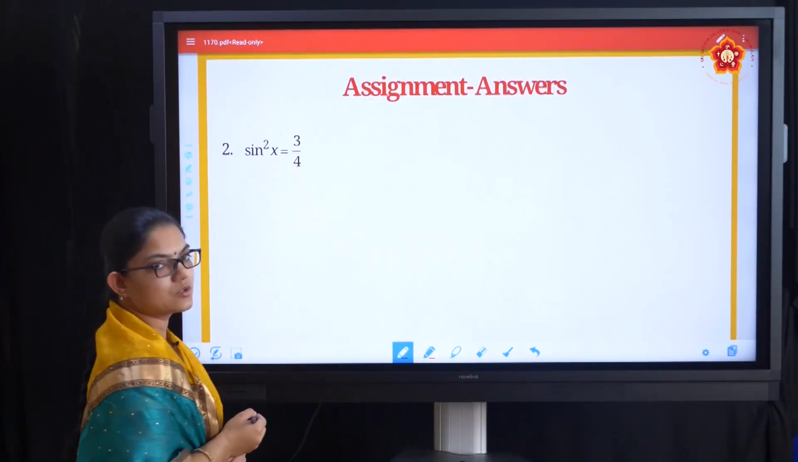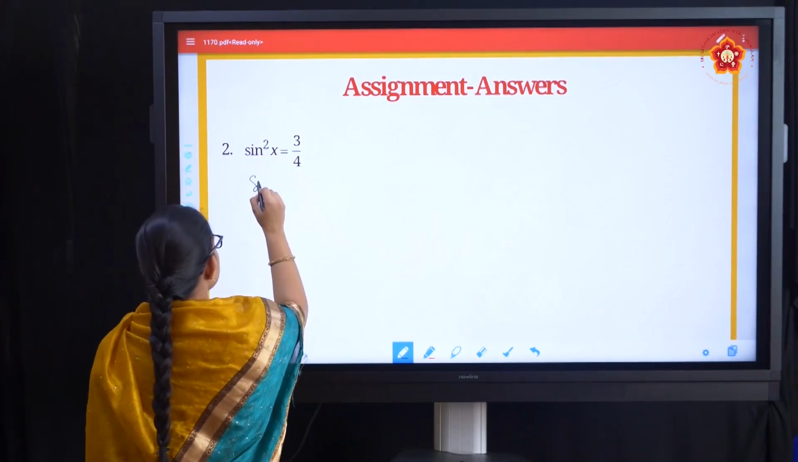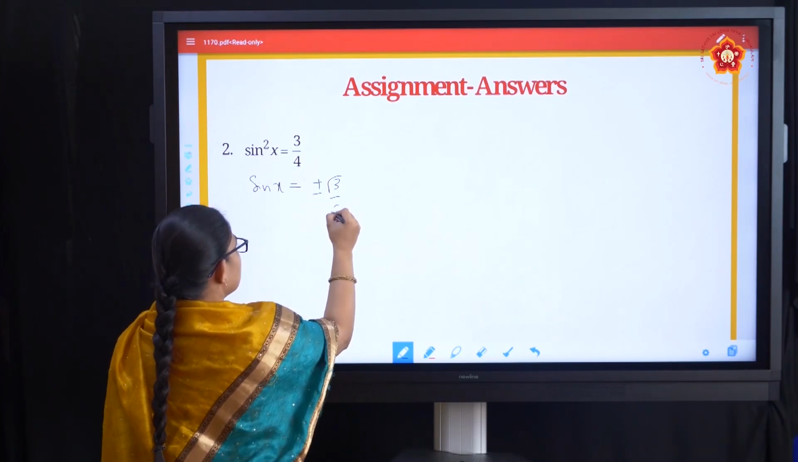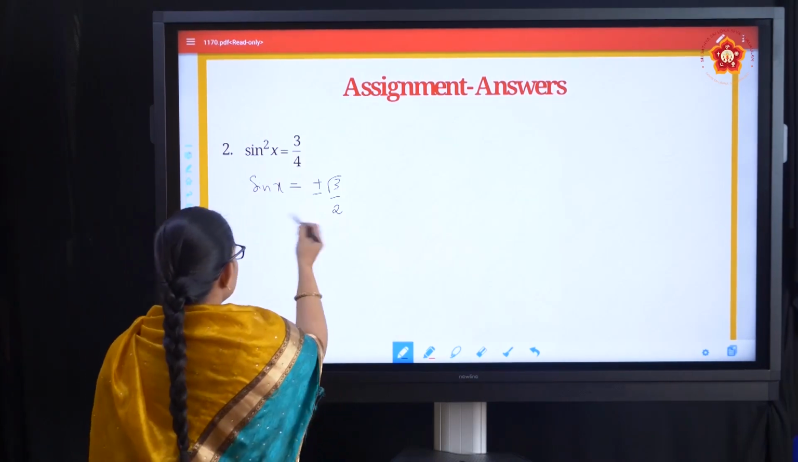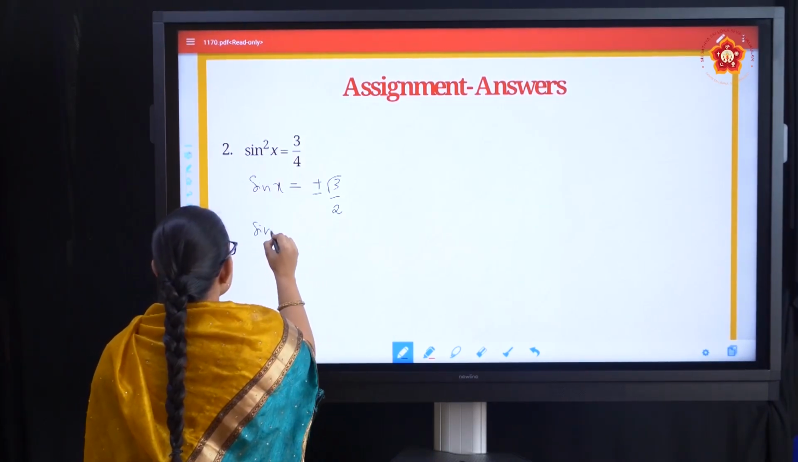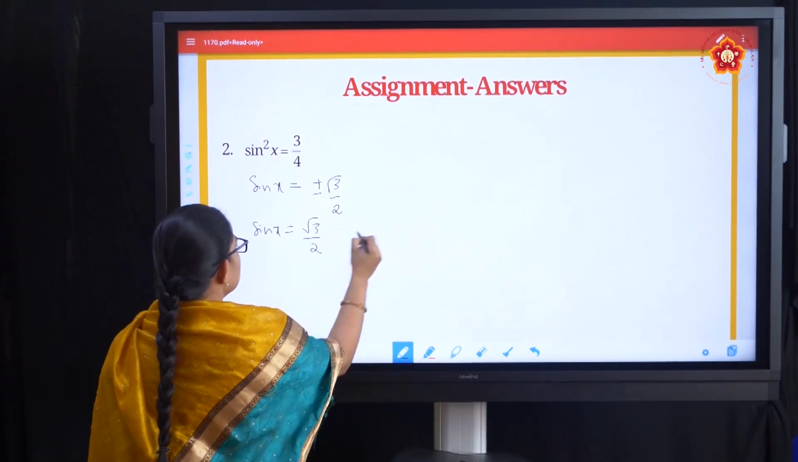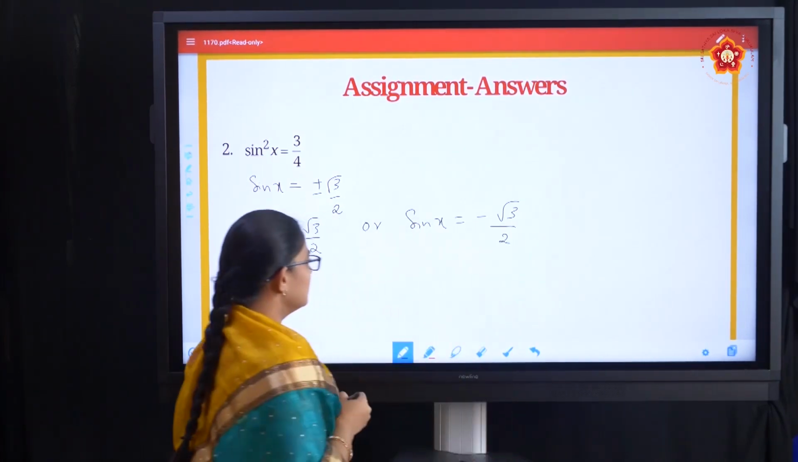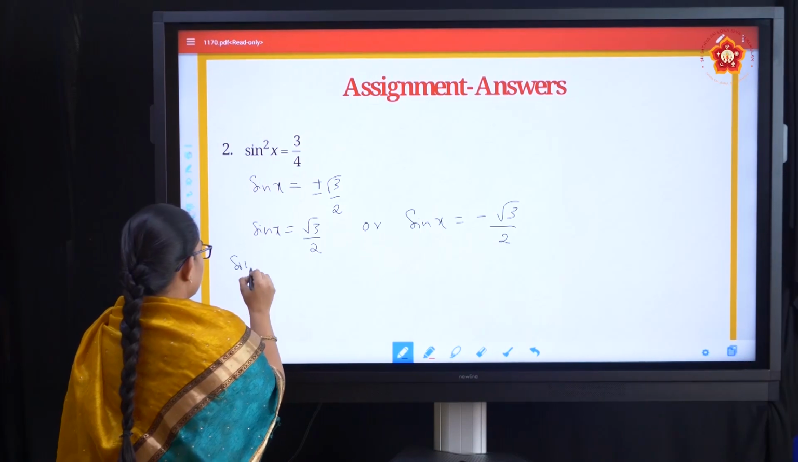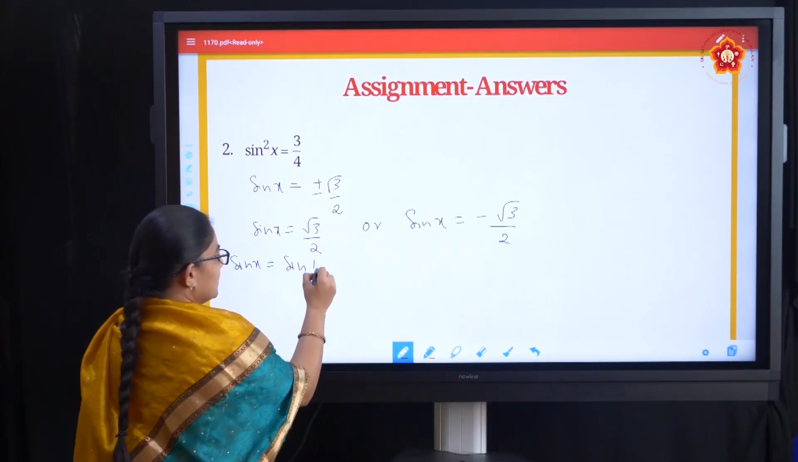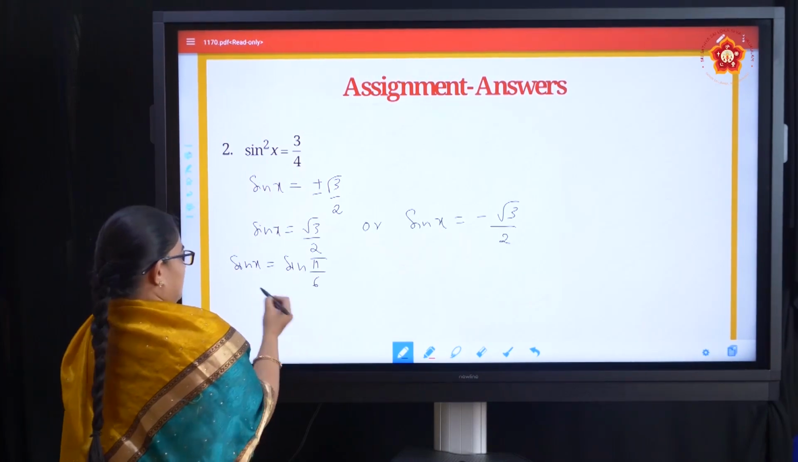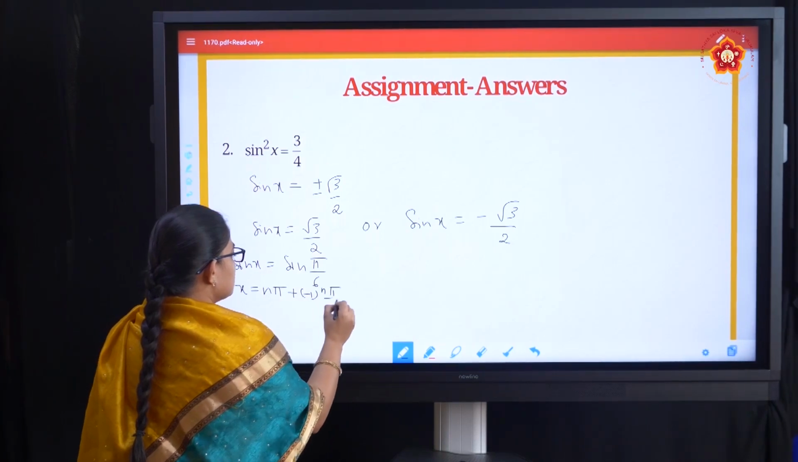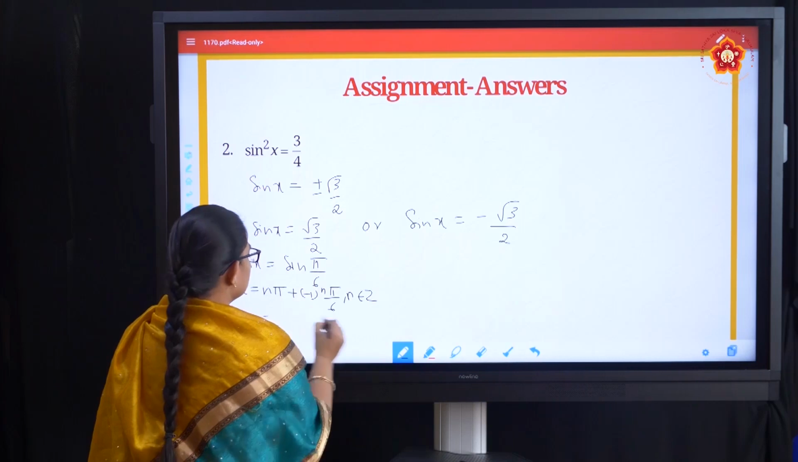Next problem, sin square x is equal to 3 by 4. So we can write sin x as square root of 3 by 4, that is plus or minus root 3 by 2. Here we have two solutions, that is sin x is equal to root 3 by 2 or sin x is equal to minus root 3 by 2. Now we can write root 3 by 2 as sin pi by 6. So x is equal to n pi plus minus 1 power n, y is pi by 6 for n belongs to Z.